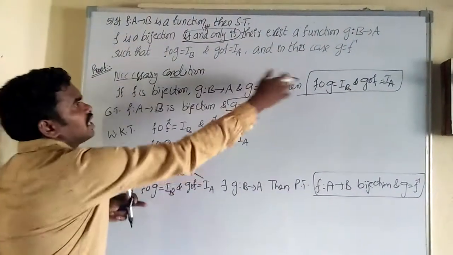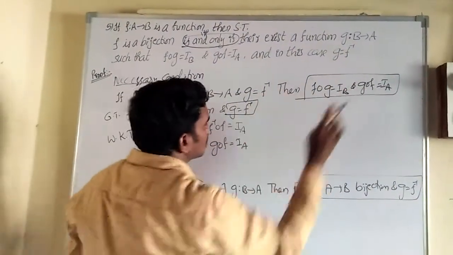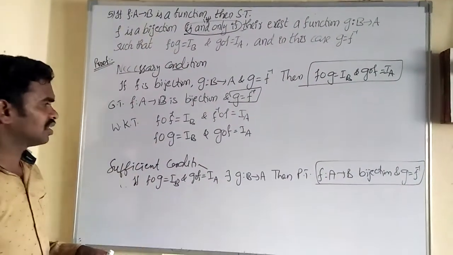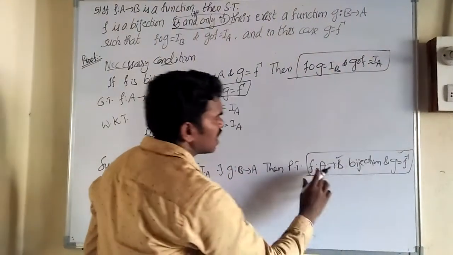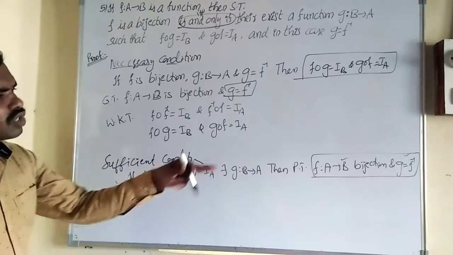Okay now, write the reverse. If f is a bijection and g is called f inverse, then prove this. If this is given, then prove that. So it is sufficient. How to prove? First of all, here two questions are there. One is f from A to B is a bijection. Second one is g equal to f inverse. So two questions are there.